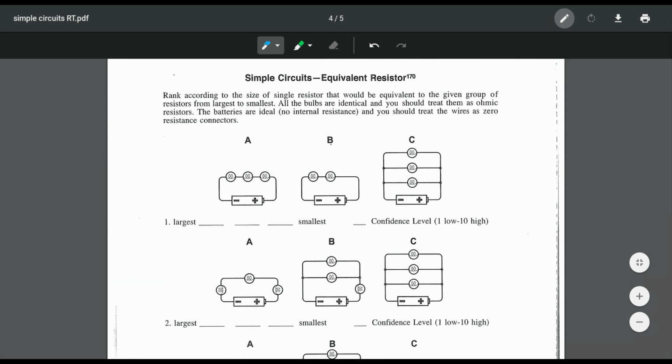Okay, equivalent resistance here. This should be feeling fairly comfortable for you now. You've had a lot of experience with equivalent resistance, so we can go through these real quick. We would just have 3R here, 2R, R/3. So these you should be able to do in your head. These are identical resistors. So that gives us A, B, and C.